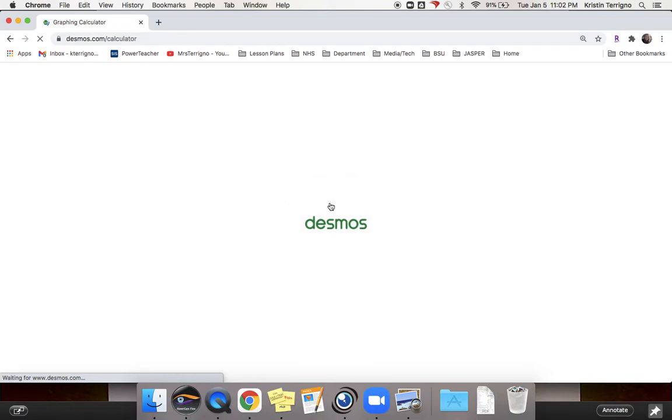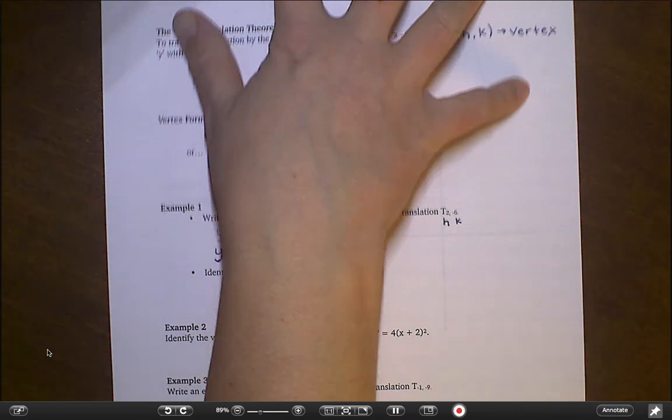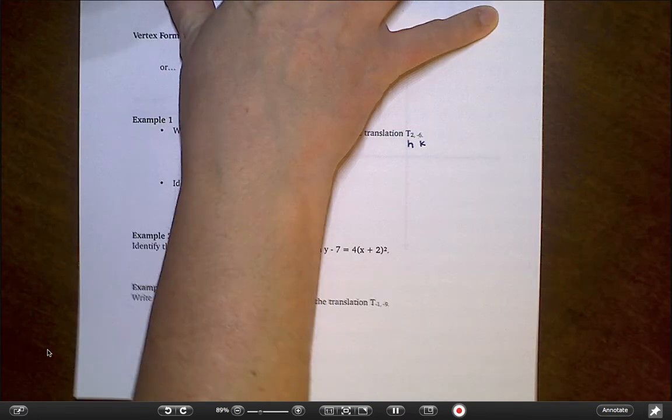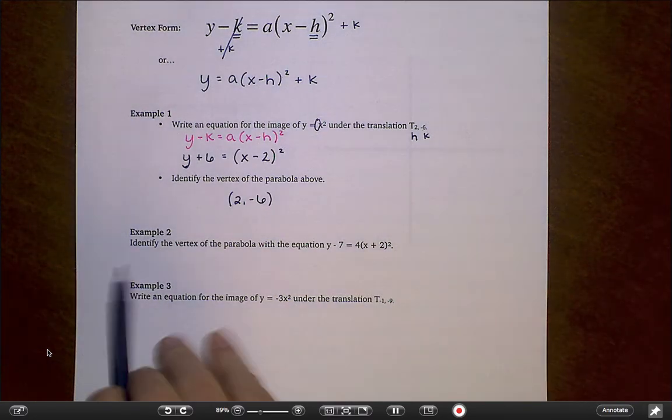Well, this is frustrating. Okay, I don't want to make you keep waiting. Let's see. We'll come back to that. We'll come back and do the graph of that one together. Let's do example 2 while we're waiting for that thing to load. Hopefully it won't keep taking so long.